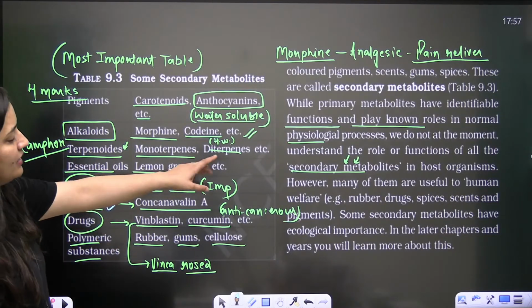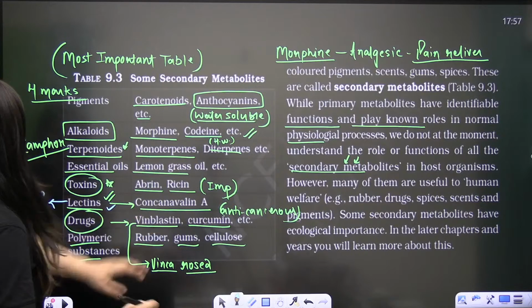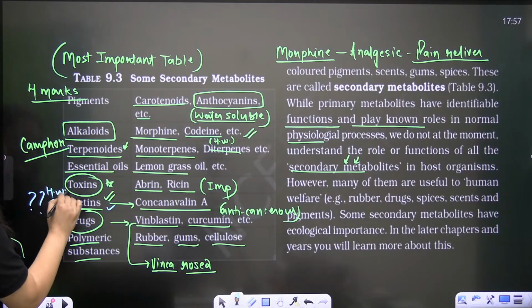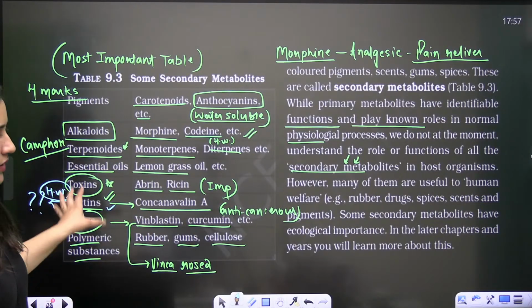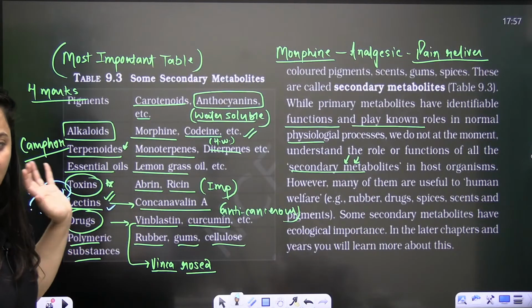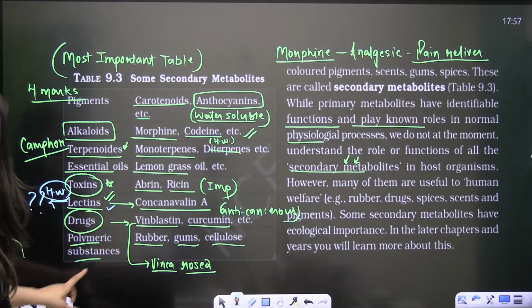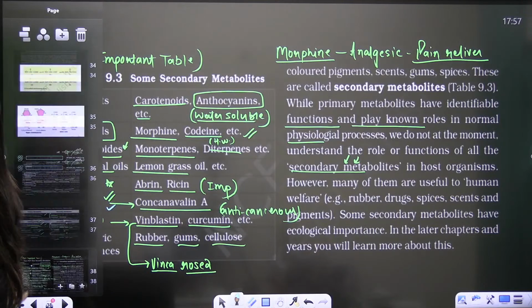Again, you have 2 homeworks. First of all, you need to write down the role of codeine, and another one is what is lectin. This is what you are going to mention in the comment section. It is not anti-cancerous. Clear?